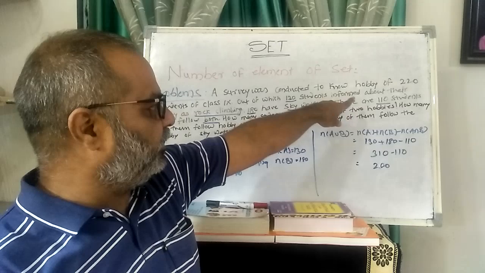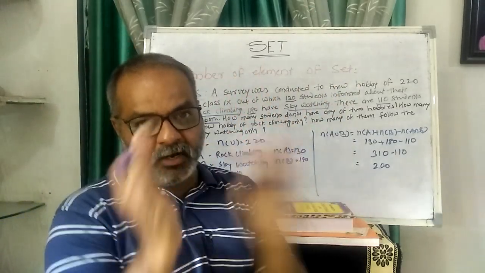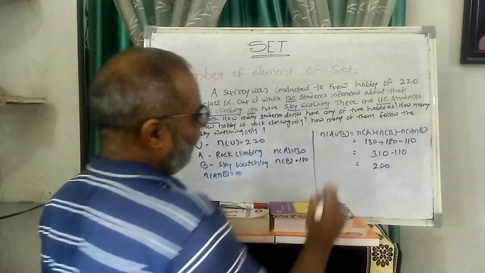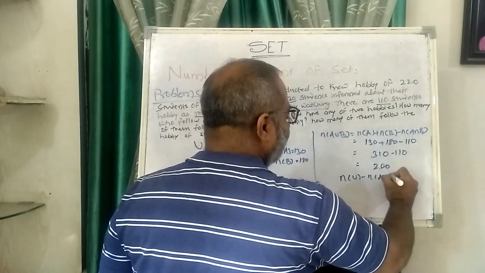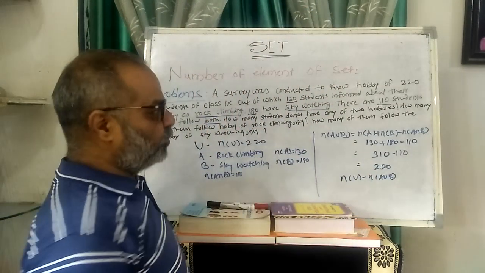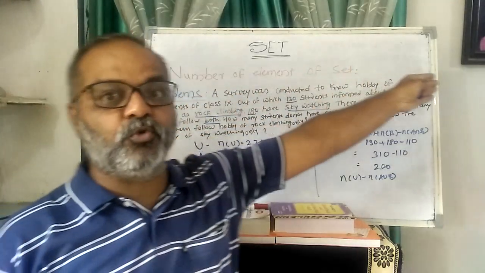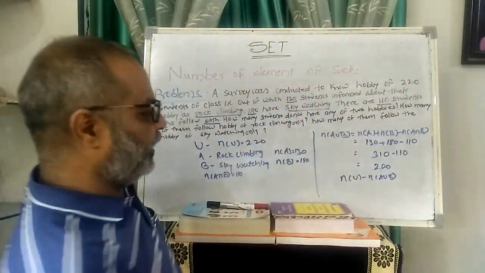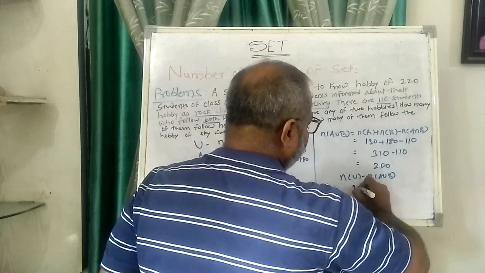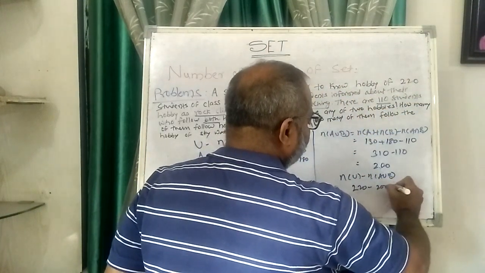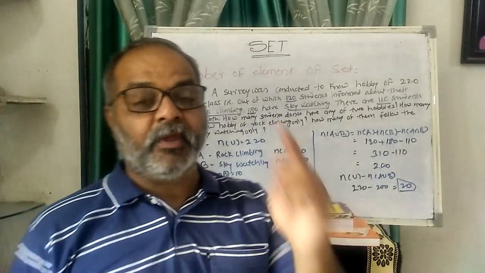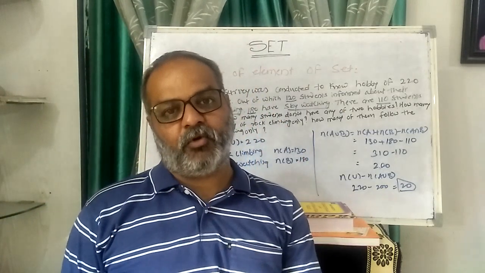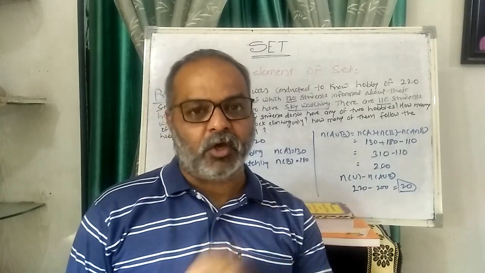So I just find the number of students who do not have any hobby. How can I find it? It is found by N of U minus N of A union B. N of U is given, that is the total number of students, 220. So 220 minus 200, that is 20 students who do not have either hobby, sky watching or rock climbing.